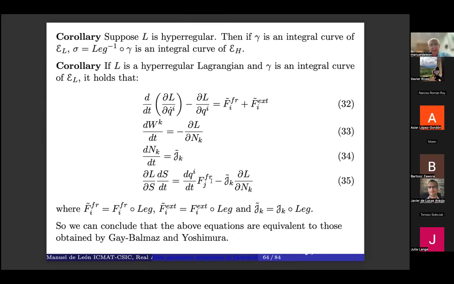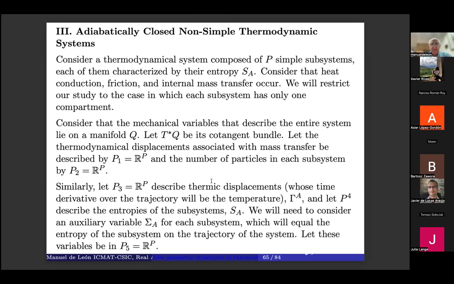Another system is more complicated. It's an adiabatically closed non-simple thermodynamical system. This means that we have several simple subsystems, and each one has its own entropy. A is the label for any of these simple subsystems. And so we can do the same. So the procedure is very simple.